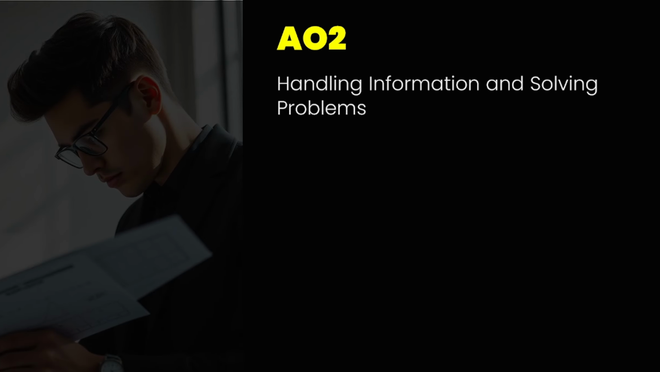Next, we have AO2, handling information and solving problems, which is all about applying what you know. You see, AO1 is like learning the rules for football, but AO2 is actually playing the game. It's worth 30% of your total grade, and it checks if you can take those physics concepts and use them in different situations. This is where the real thinking starts.